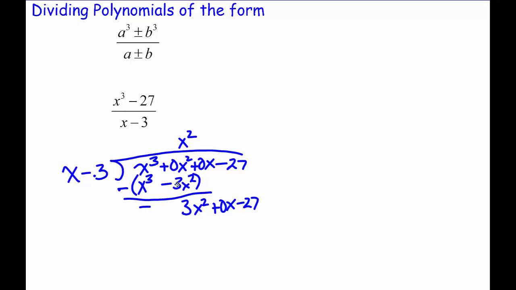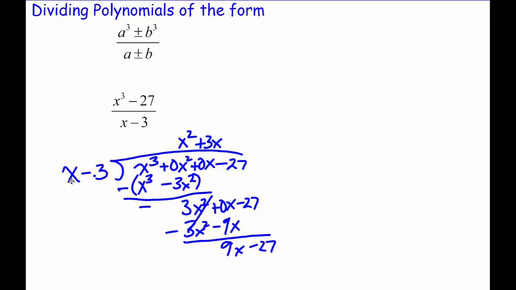Then you ask yourself, what would you multiply x by to get 3x squared? Or how many times does x go into 3x squared? Well, that is a positive 3x times. So then we follow the pattern again. 3x times x gives me 3x squared, and then 3x times negative 3 gives me negative 9x. And then of course we subtract, and those will cancel out, and this becomes 9x, and then we bring down the 27 to continue the division.